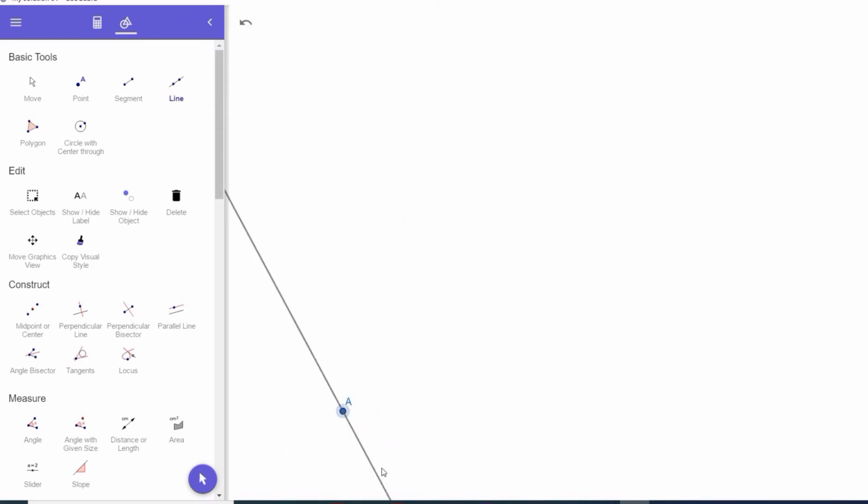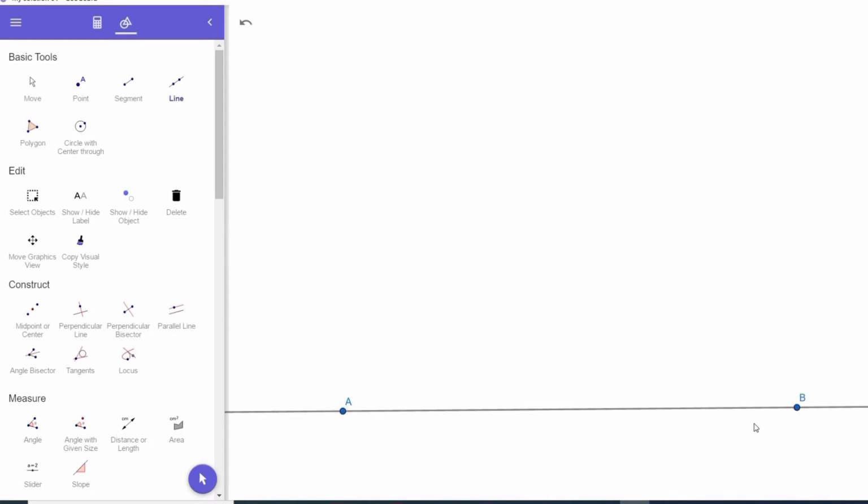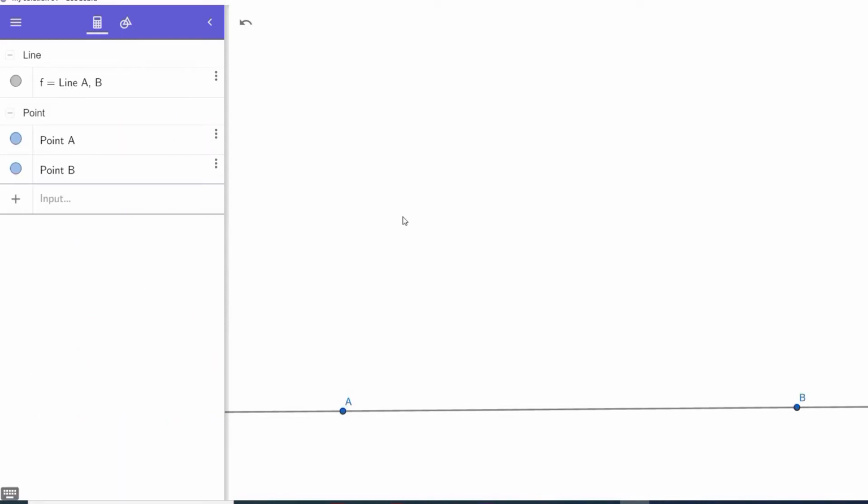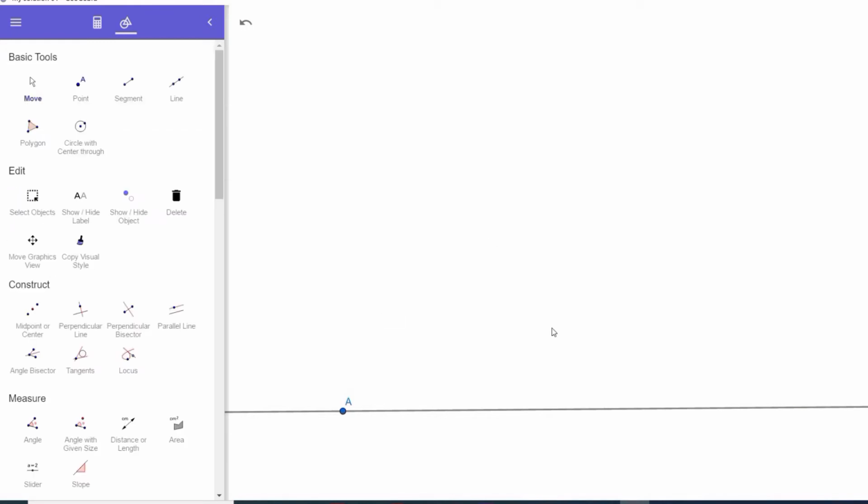So I will need 2 points, 2 distinct points, away from each other. Yeah, that's it. A and B. Now, I really don't need B. I needed it only for construction. So I'm going to make it invisible.